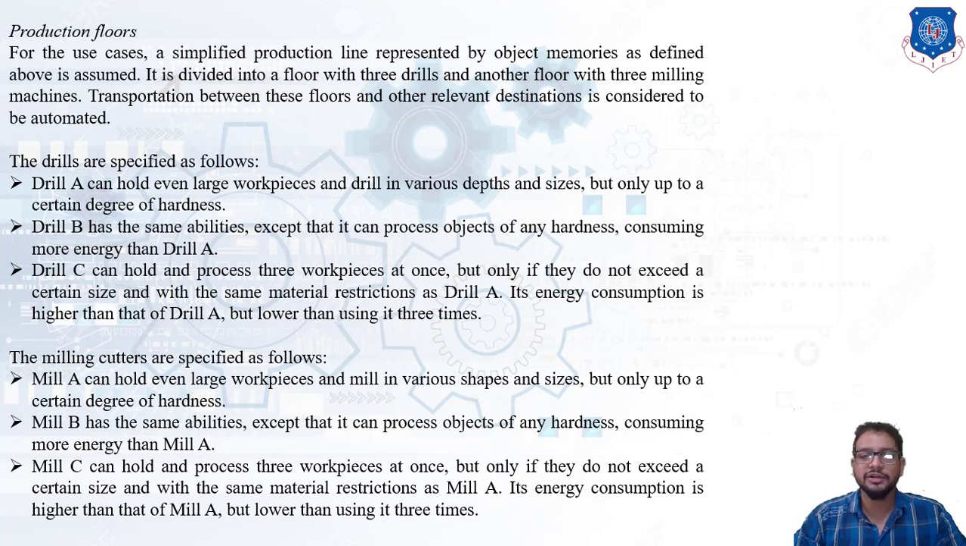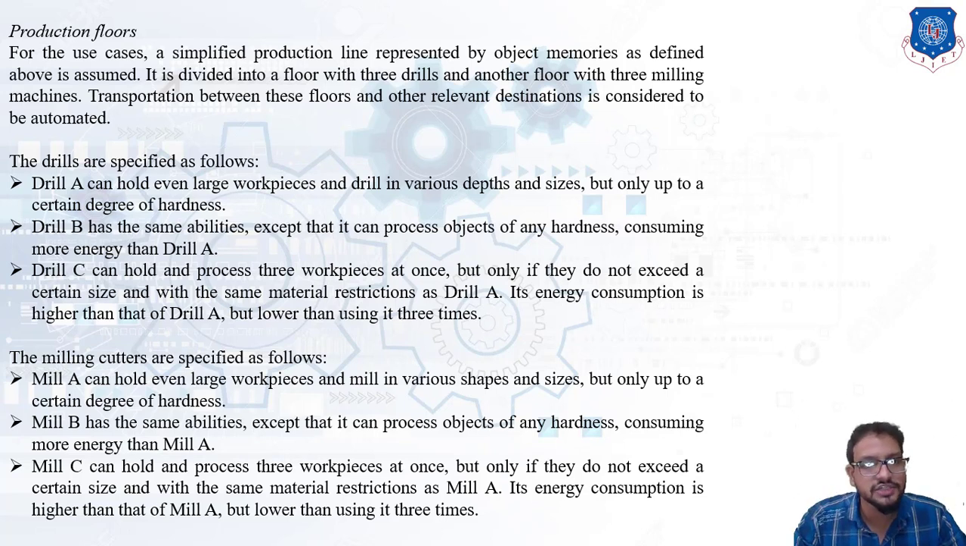One floor will have three drills, that is three drilling machines, and the other floor will have three milling machines. Now the transportation between these floors and other relevant destinations is considered to be automated. That is, the automatic transfer of a workpiece from one floor to another is taken care of, as we have assumed, by an automated guided vehicle.